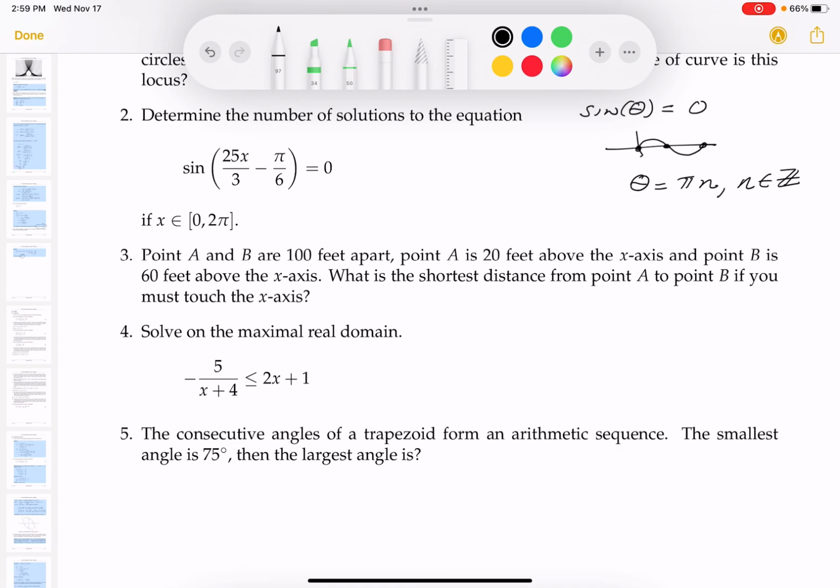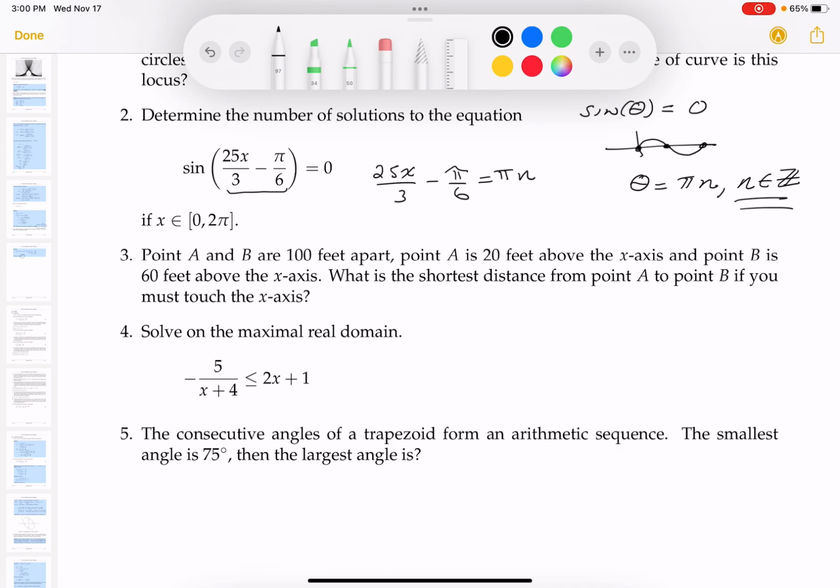So what I'm going to do is, again, I haven't even looked at the question yet, but I want to see if I can solve this thing here. And what do I know about this over here? Well, this has got to be that. So I'll write this down now. This is 25x over 3 minus pi over 6 is equal to pi n, again with the understanding that n is any old integer.